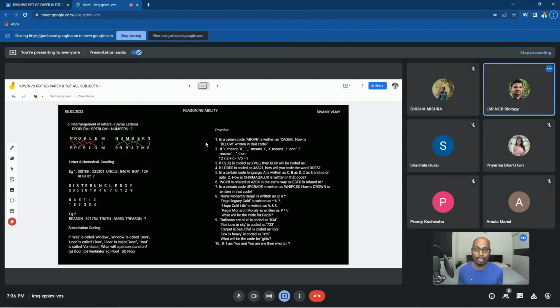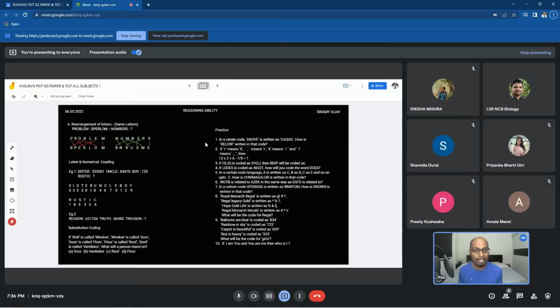BNRUEMS. Right. Now listen everybody, it is not actually a test for your calculations. It is not a test for your logical or intellectual ability. It is just a test for your patience. Diksha, are you getting what I am speaking? Amla? Mansi? Yes, sir. It is not about calculation. It is just a test for your patience.